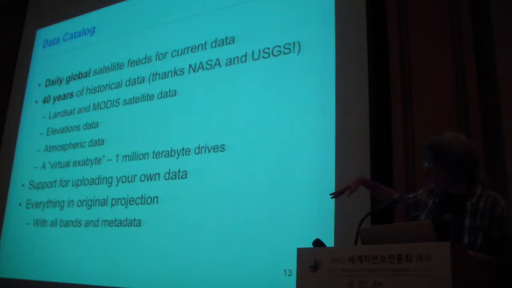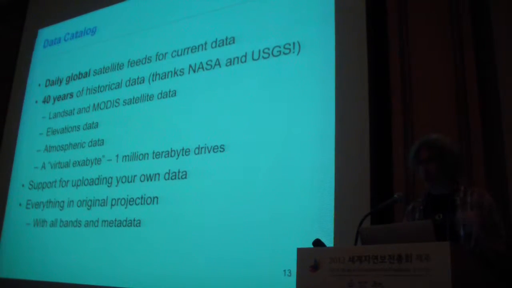We have elevation data and atmospheric data. And you can also upload your own data, and I'll talk a little bit about that later. An important thing to know about this data is that we store it all in its original form. So satellite data is different than the data that you see in Google Earth. In Google Earth, you see red, green, blue imagery, and it looks really good. But the data that originally came from the satellite has a lot more information.